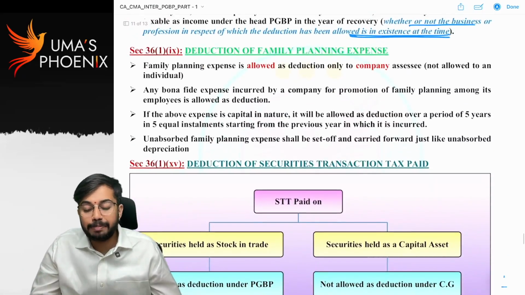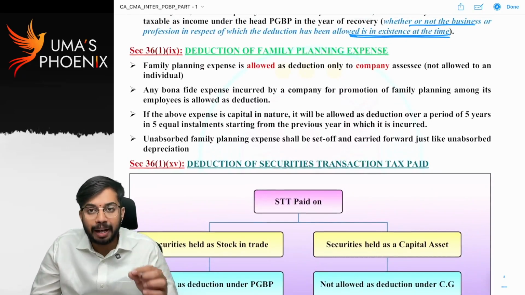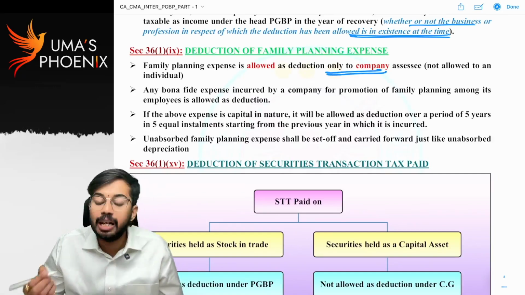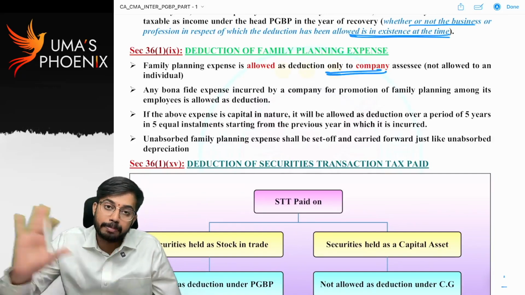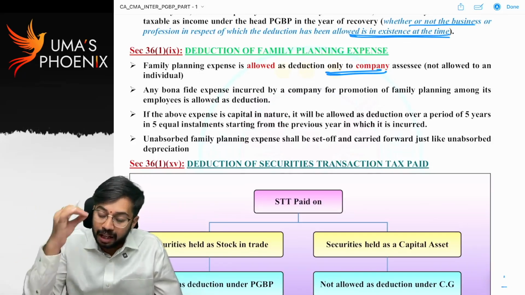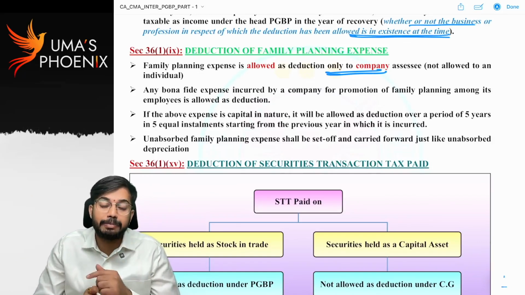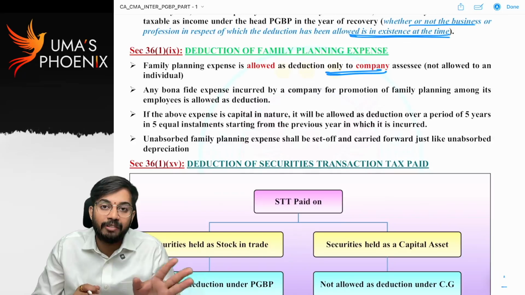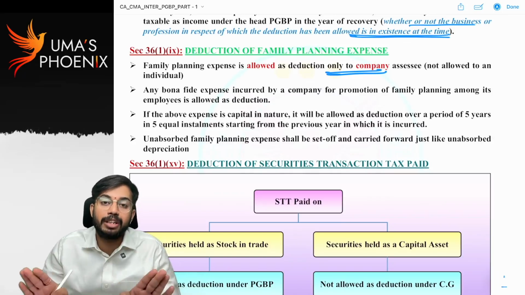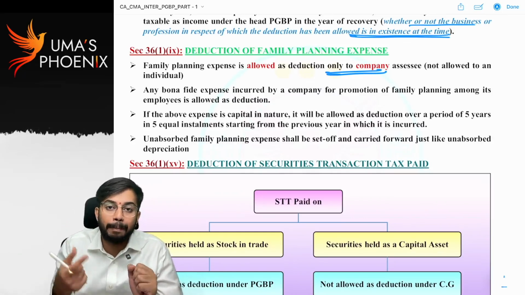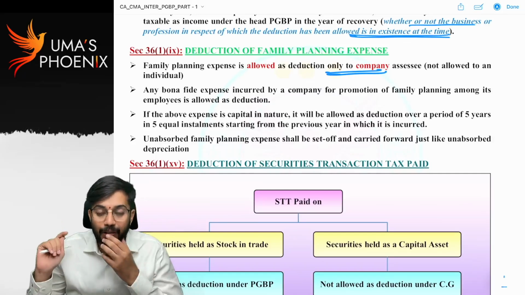Next, family planning expenditure. Any amount that is spent educating employees about family planning, that expenditure is allowed as deduction. But family planning expenditure deduction is allowed only to company assessees. That means for normal assessees, family planning expenditure is not allowed as deduction. Only, see, in examination, in sole proprietor question, he will give family planning expenditure. Don't claim it as deduction, disallow it, because for individual, family planning expenditure is not allowed as deduction. Only for company, if it spends any amount educating the employees about family planning, that expenditure is allowed as deduction.